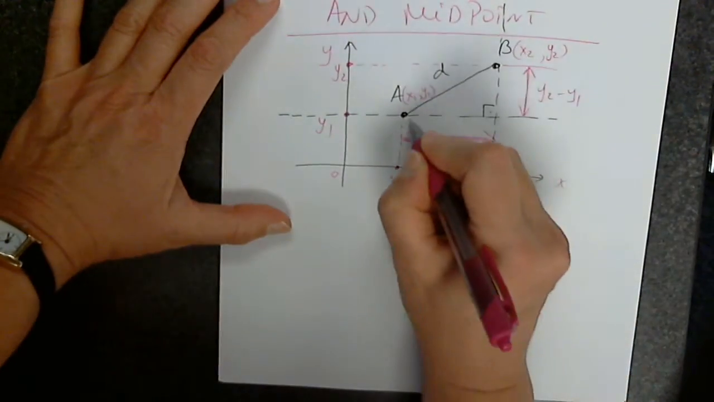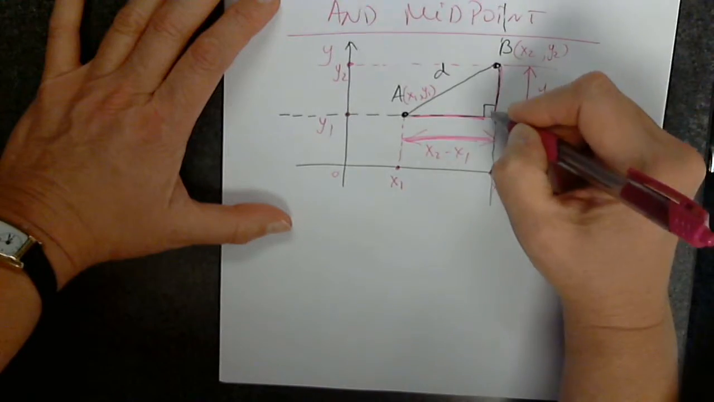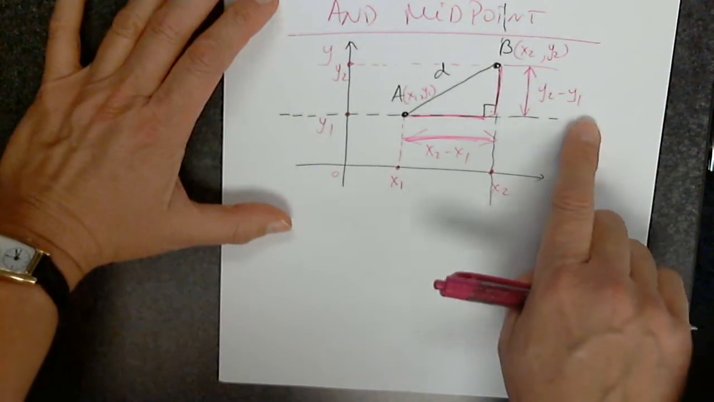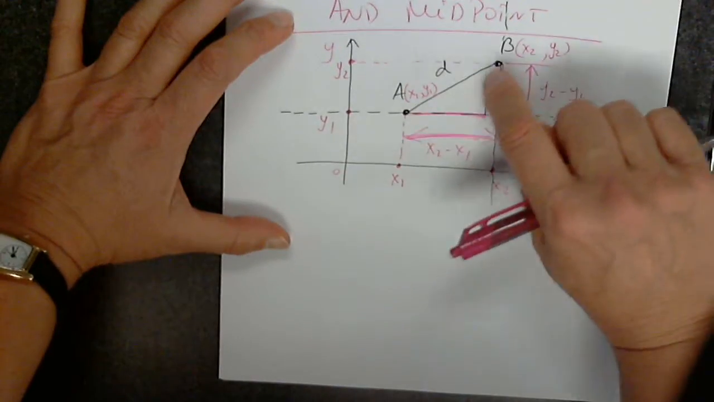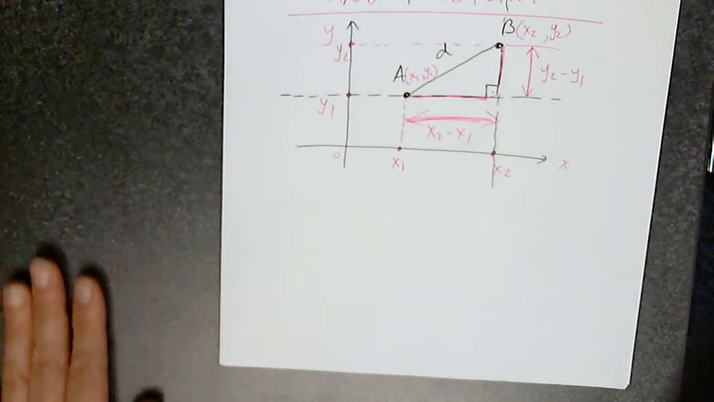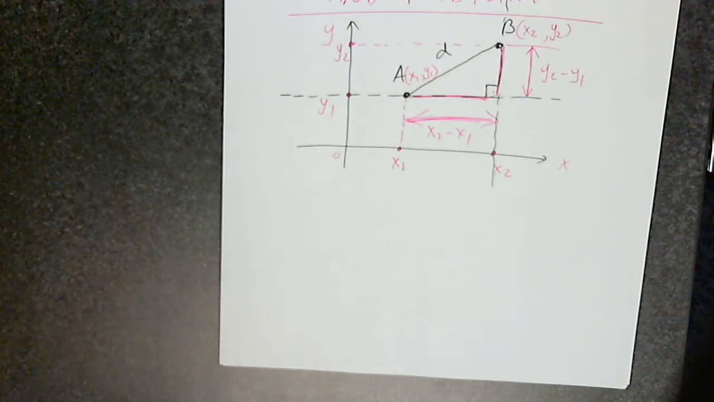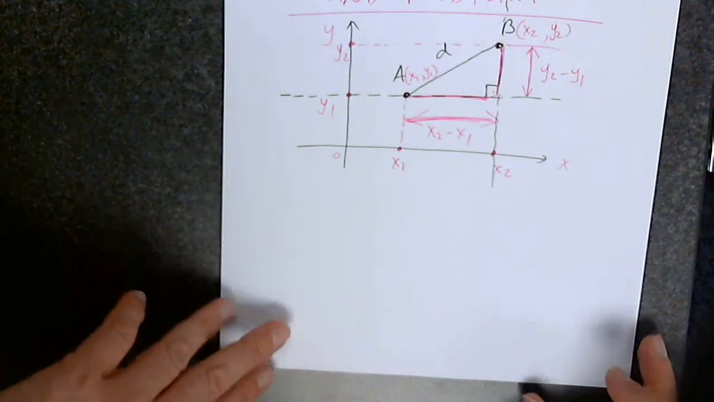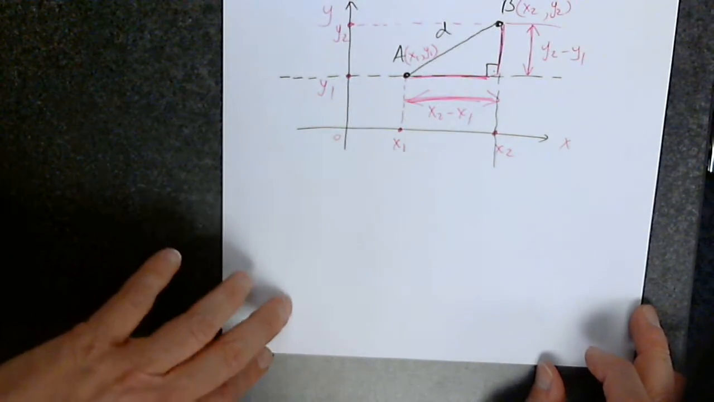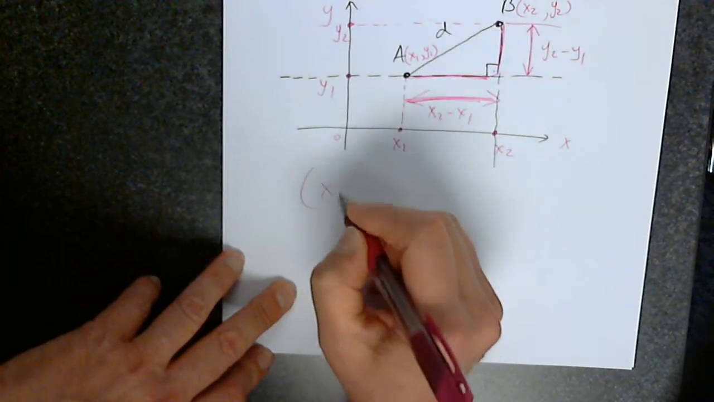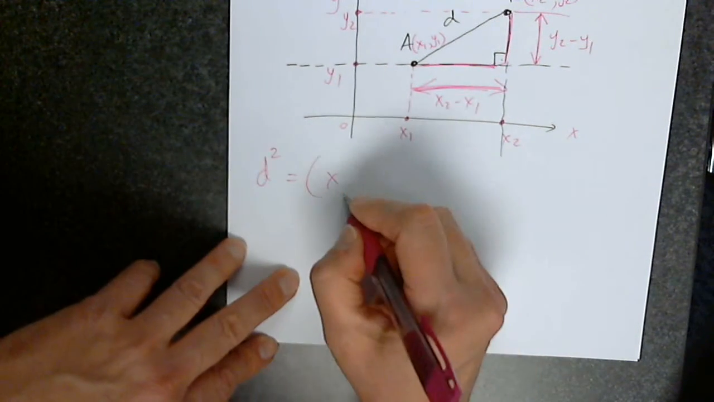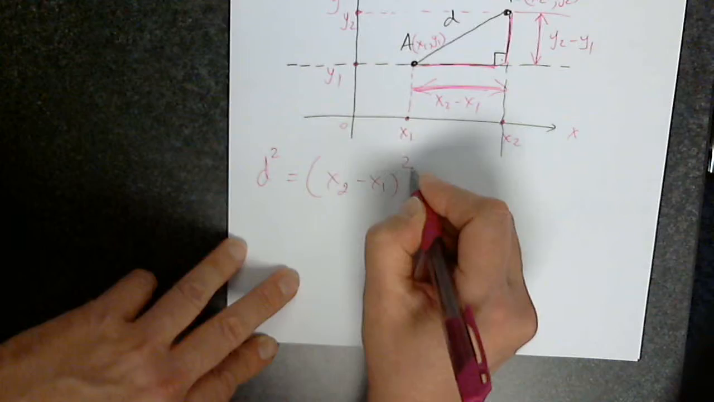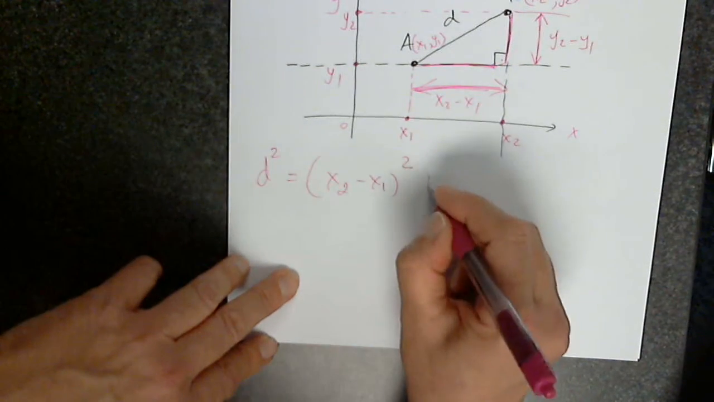So there is a right triangle with the following dimensions. One leg measures y2 minus y1. The other leg measures x2 minus x1. And the hypotenuse measures d. Do we know a theorem that is applicable in a right triangle? Very good. So the leg, let's start with the hypotenuse. The hypotenuse squared equals x2 minus x1 squared, and then plus what?